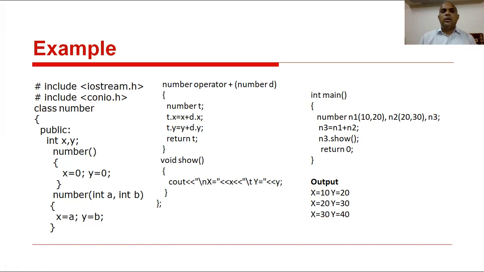Clear? Then the next object is n2 of 20 comma 30. Then the constructor member function also invokes again. Now x value equal to 20 and y value equal to 30. Those values are assigned into the n2 object.